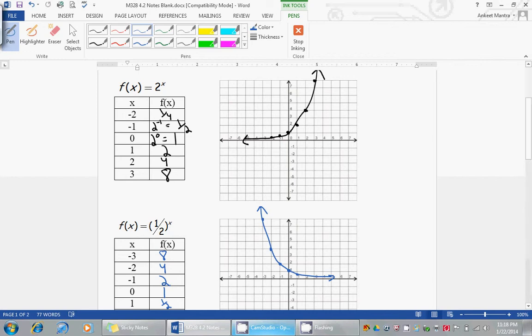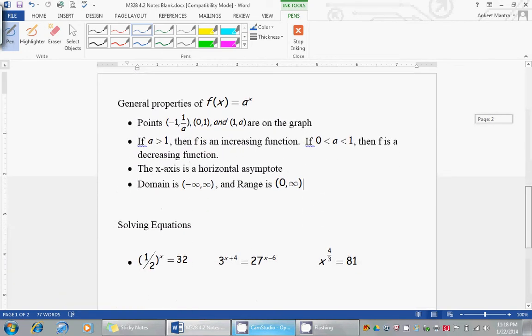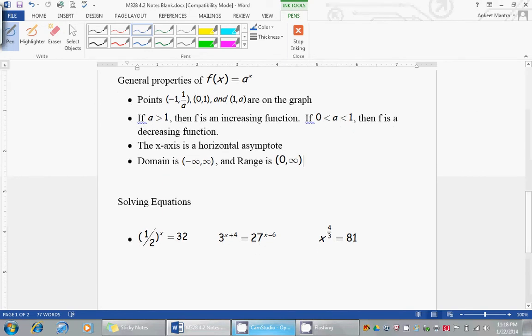All right, now let's see what we can summarize from here. General properties of the exponential function. There's 3 points you can always identify on the graph. Most importantly is the middle one there, 0, 1. And now whatever your base is, a to the first power will always get you a, and then a to the negative first power will always get you the reciprocal. You can always find those 3 points relatively quickly.